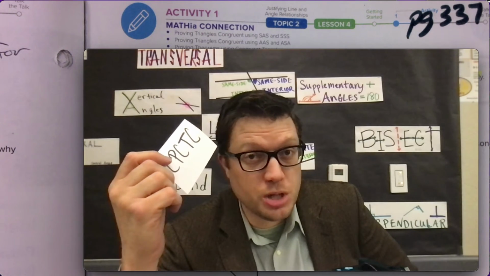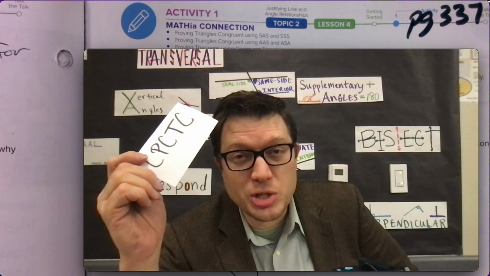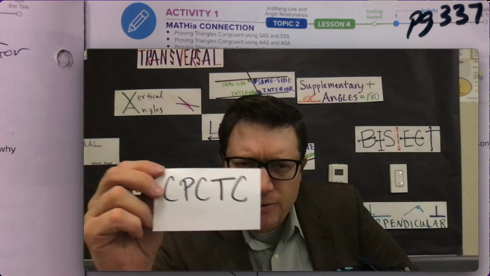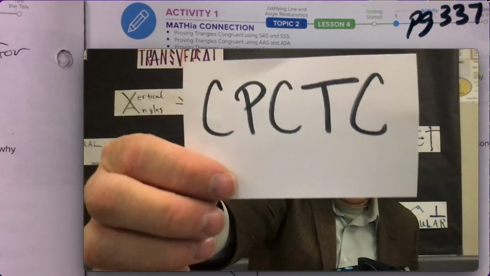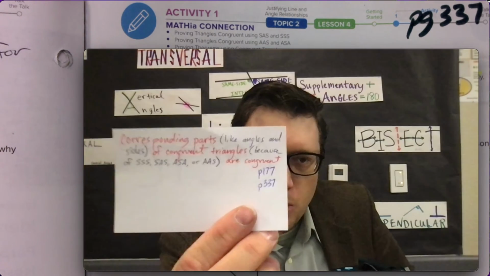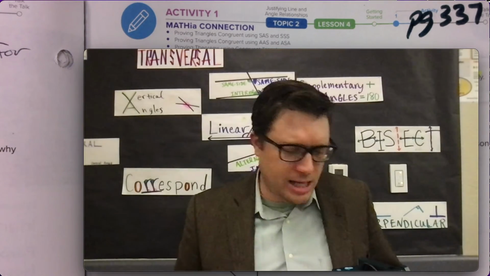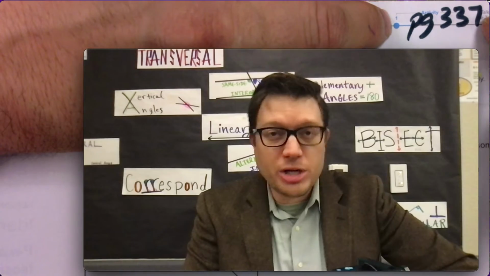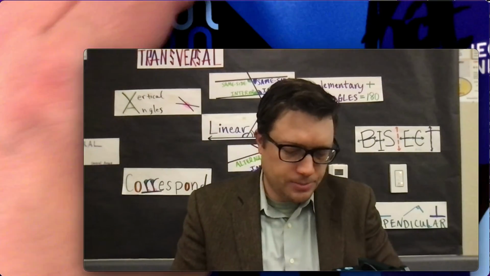First time you saw this was all the way back on page 177. But even then, I don't think we knew the gravity, the magnitude, the alliterative consonants of CPCTC. Stands for corresponding parts of congruent triangles are congruent. Let's go back to page 177 before carrying on to page 337, just to see what the book had to say way back then.